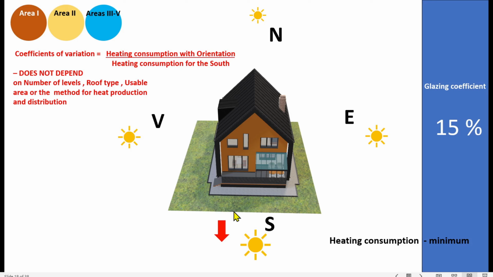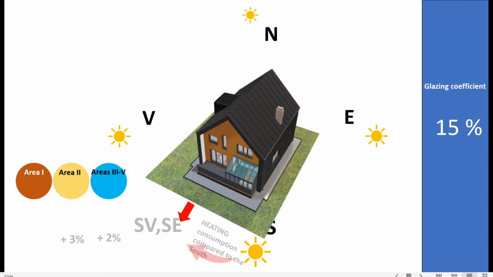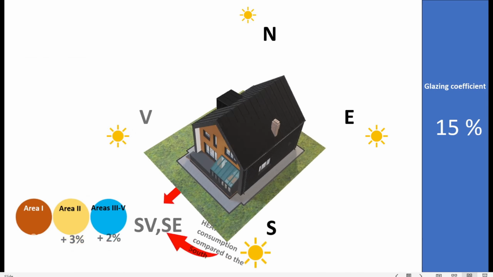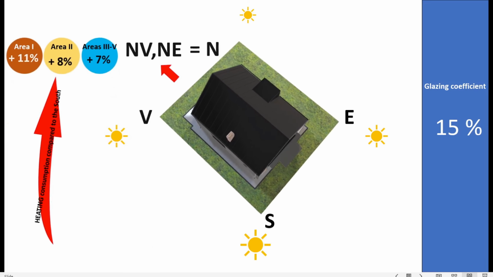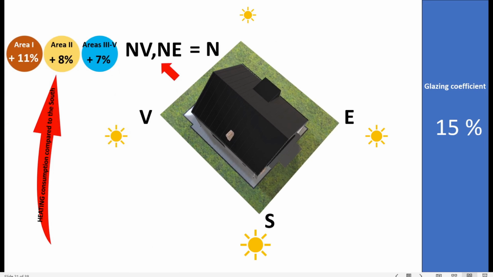The energy consumption for heating depends on the heat losses to the outside and the solar gains. A decrease in solar gains through north orientation will result in an increase in energy consumption for heating. The northwest, northeast, and north orientations have the same energy consumption for heating.